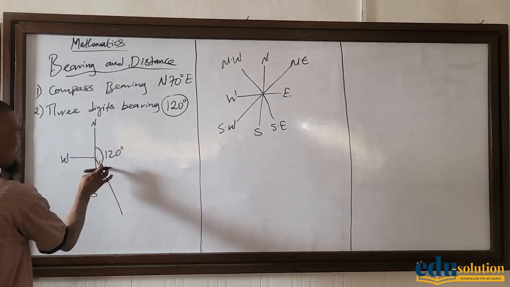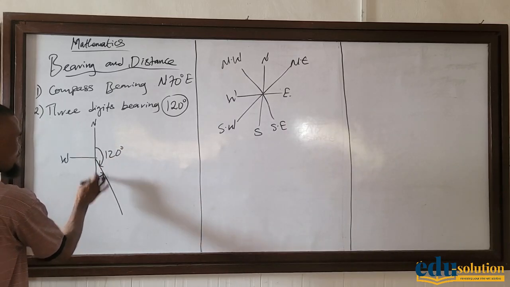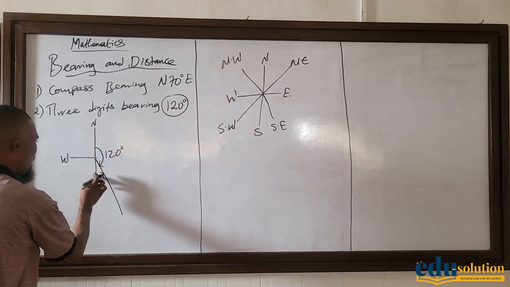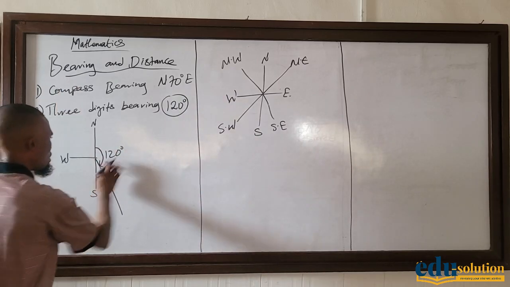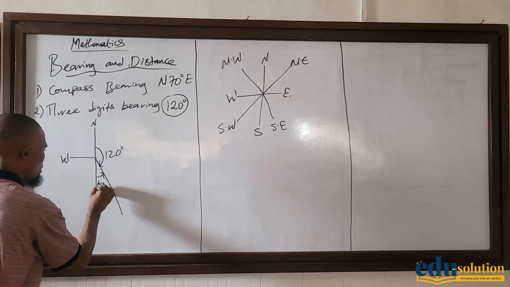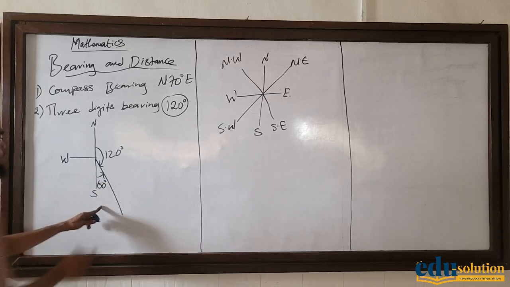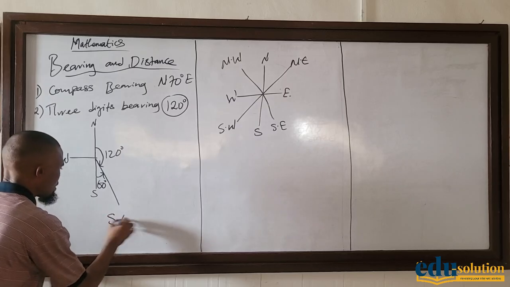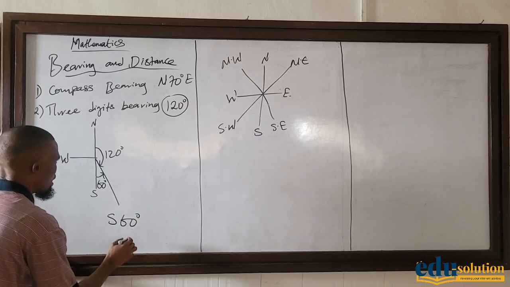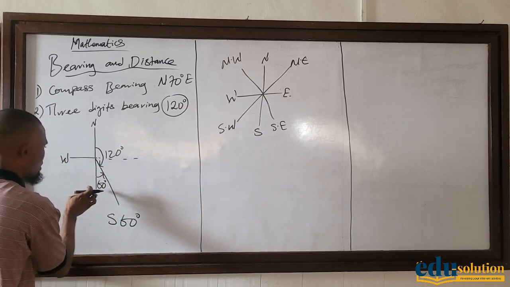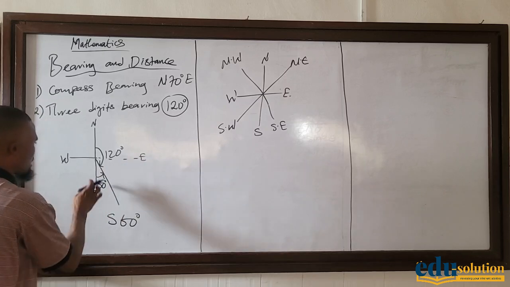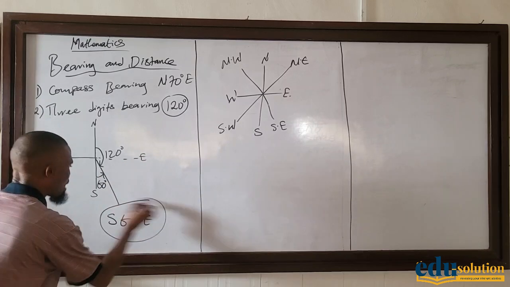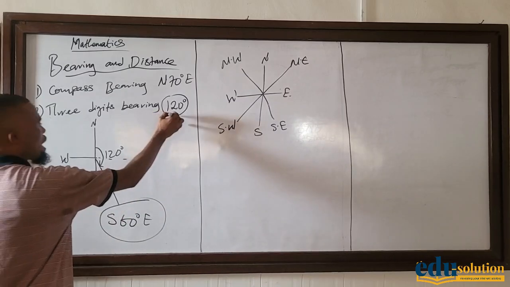So if here to here is 120, we have to get the remaining one. Angle on a straight line is what? 180. So we are having 180 minus this 120. So we'll have the remaining one as 60. So if we now want to write it, we'll write it as south 60 degree. Don't forget here is east. So it's between south and east. So we'll have south 60 degrees east. So this answer that we have here is the same as this.